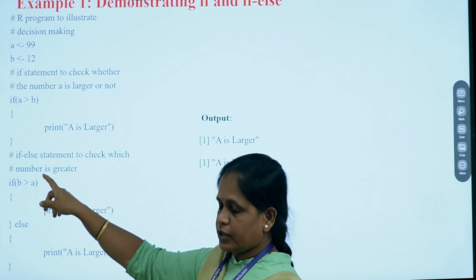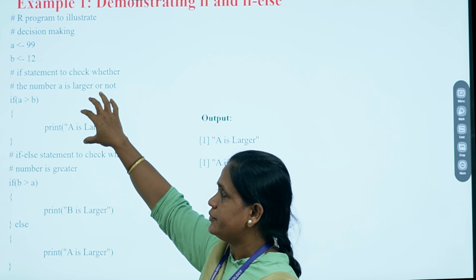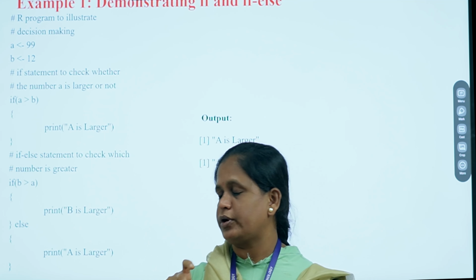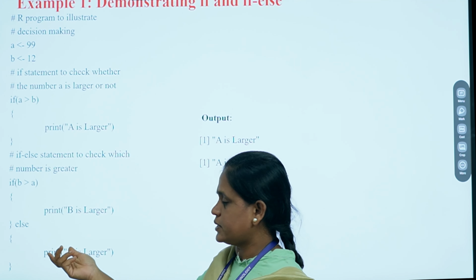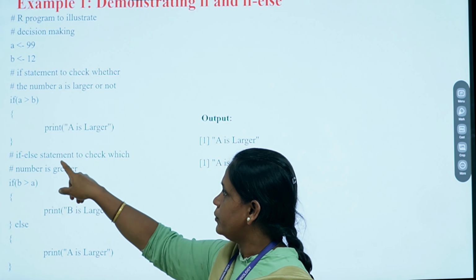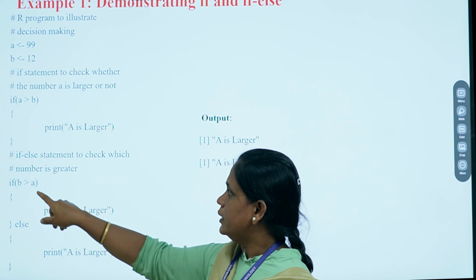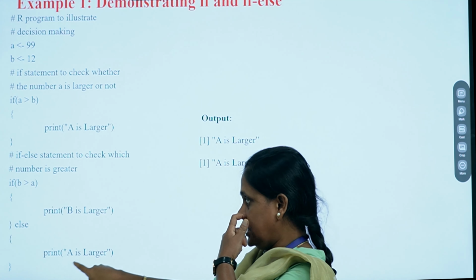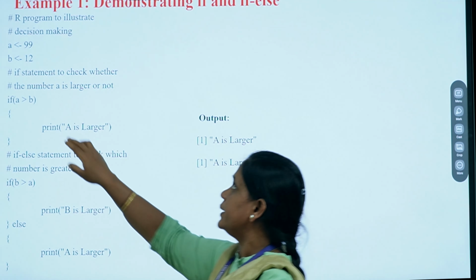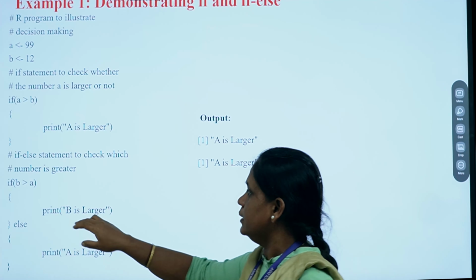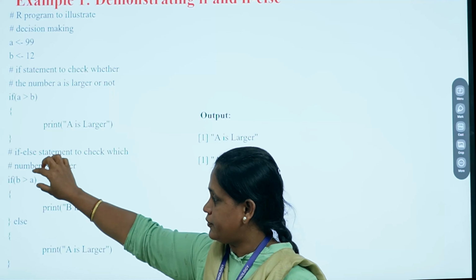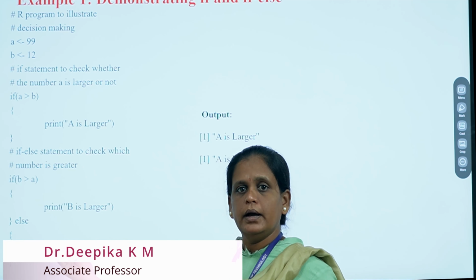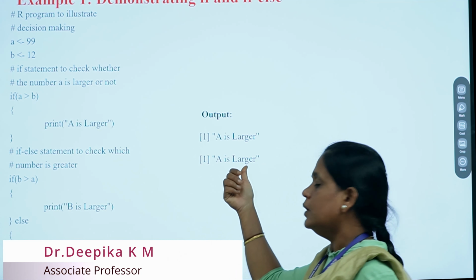With the if statement we can only check the true condition. If you want to verify the false condition too, we can go for the if else condition. Here it checks whether B is greater than A, print B is larger, else print A is larger. Because B is 12 and A is 19, this condition doesn't satisfy. It will go to the else part and print A is the larger one.